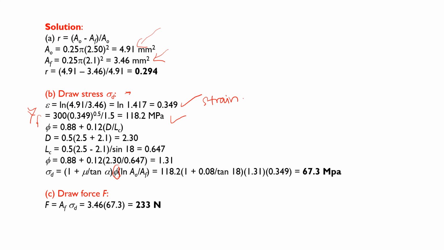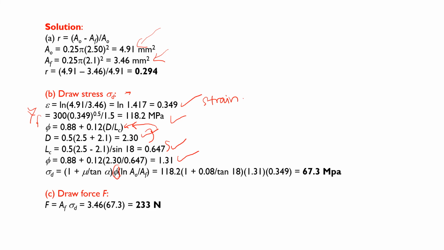Okay, so then the next one is given by this equation. So what you have to do is include it inside the equation, and then you will get the value. Okay, so for this, D and LC are not there yet. So you have to calculate the D. D is given by 0.5 times the initial diameter plus the final diameter. Then you will get this value. And LC is 0.5 times 2.5 minus 2.1 over sine alpha. So alpha is 18 degrees. So you'll get this value for the LC, then you can put these two values inside this equation. Then you will get this value as the answer.